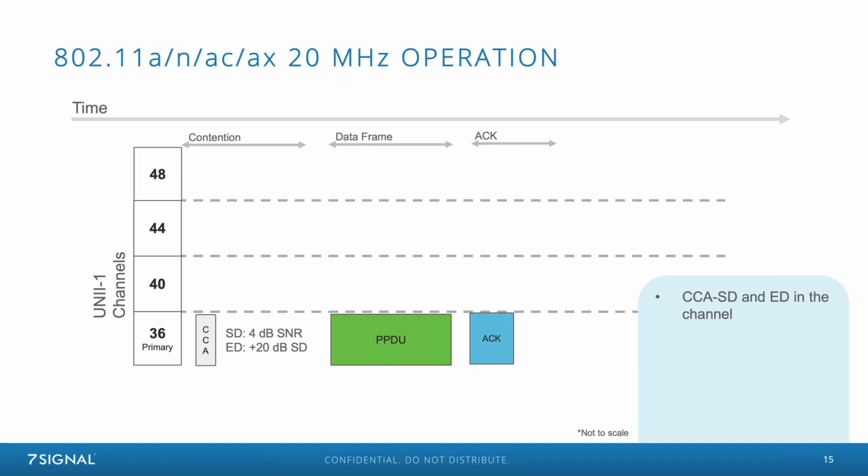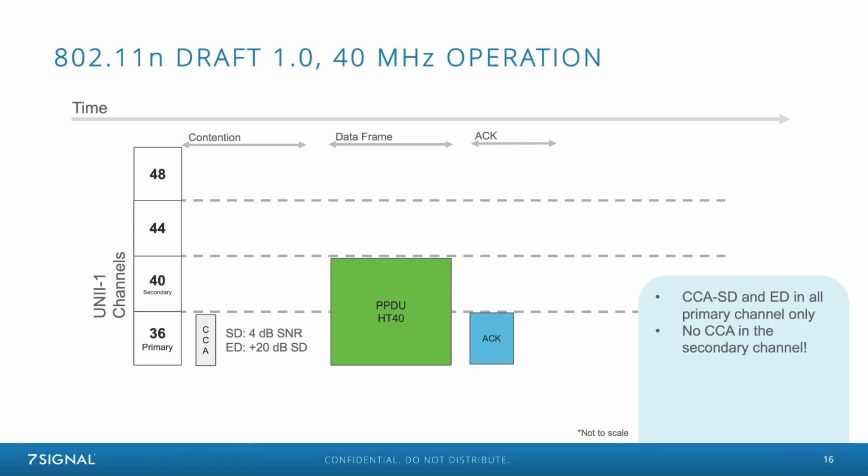So let's rewind the tape to when we first got wide channels, and that was with 802.11n. The very first draft of 802.11n, which some devices were built against, gave us 40 megahertz wide operation. But what it didn't give us was any clear channel assessment at all in our secondary channel.